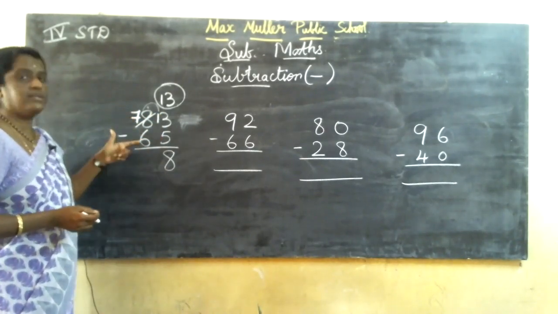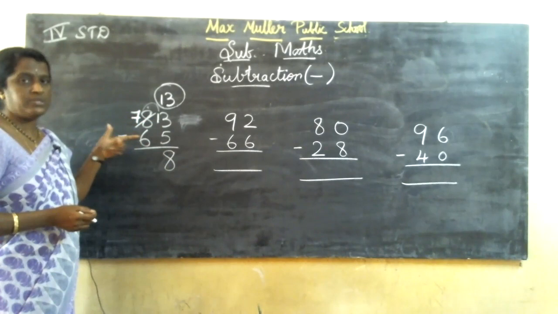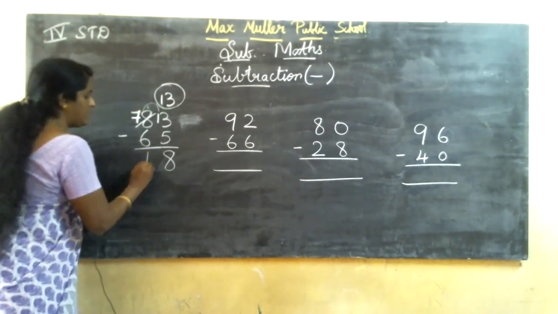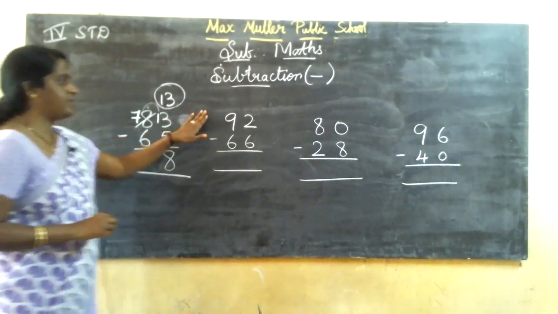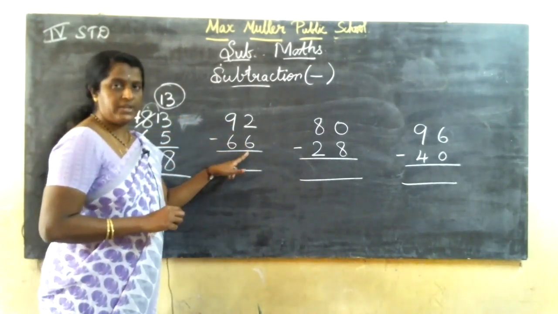Now 7 minus 6. 7 minus 6, how much? 1. So your answer is 18. So this is also like that only. In 2, can you cut 6 fingers?